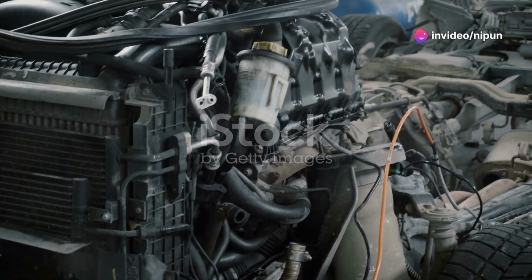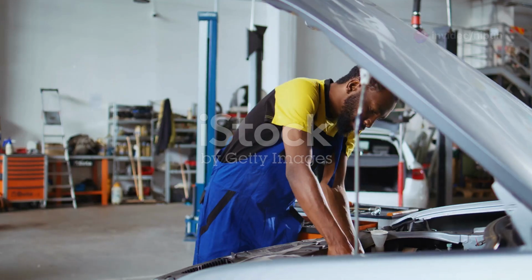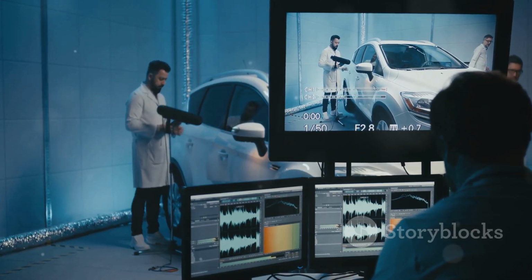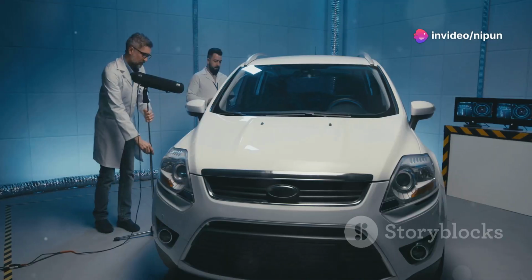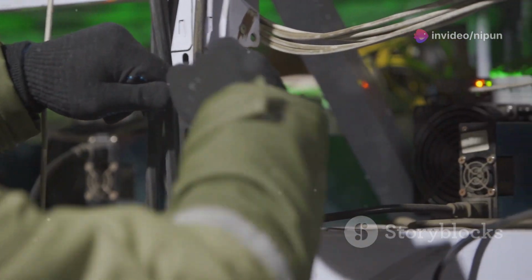An EFI, or electronic fuel injection, engine test rig is a controlled environment. It allows technicians and engineers to run and assess petrol engines. These rigs are essential tools. They help us understand how EFI engines perform. The test rig replicates real-world driving conditions. This is done in a safe and controlled manner.